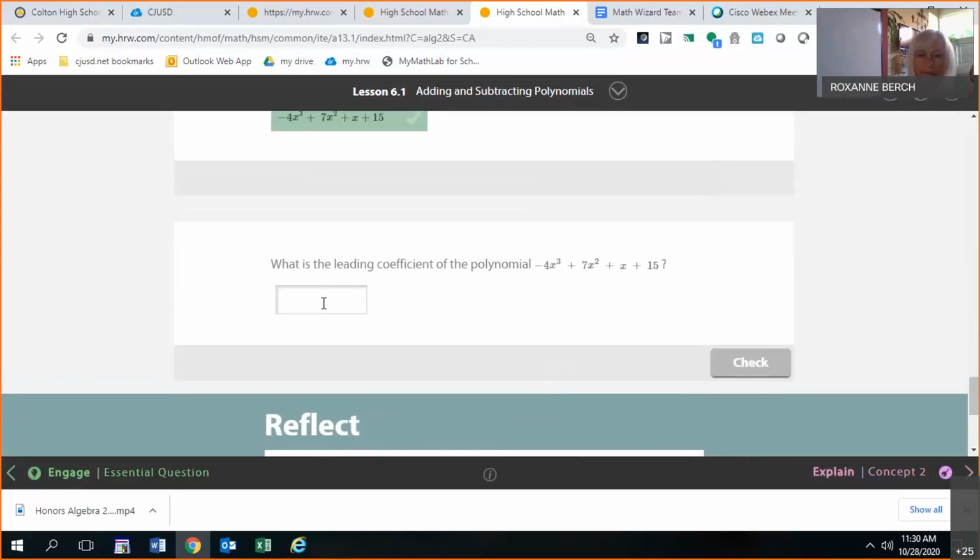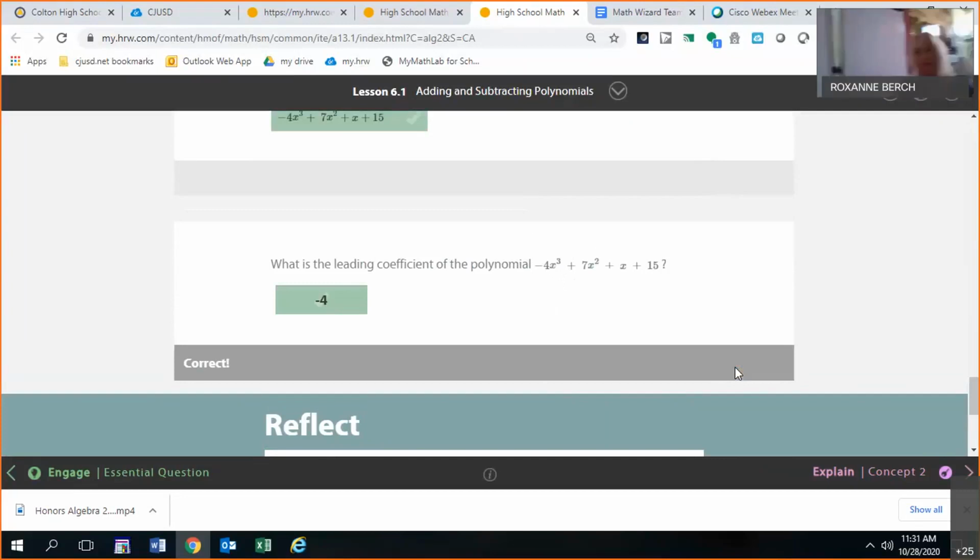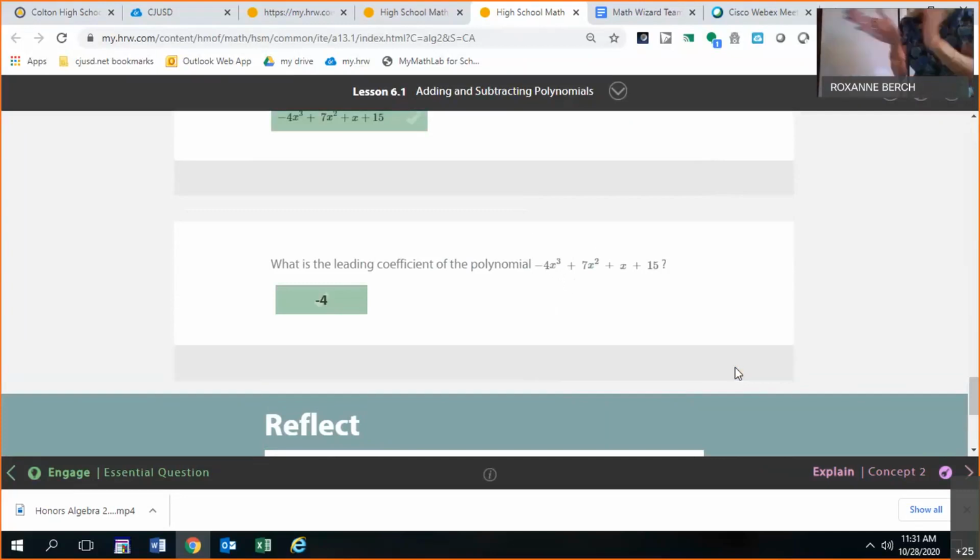Would it be -4x cubed? Hold on, the leading coefficient. We don't want the term, we want the leading coefficient. Would it be 7x squared? The leading coefficient, if the degree is 3, the leading coefficient is what? -4. Okay. All right, good job, guys. Give yourself a hand.